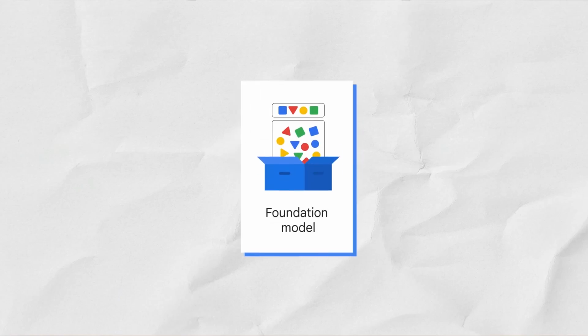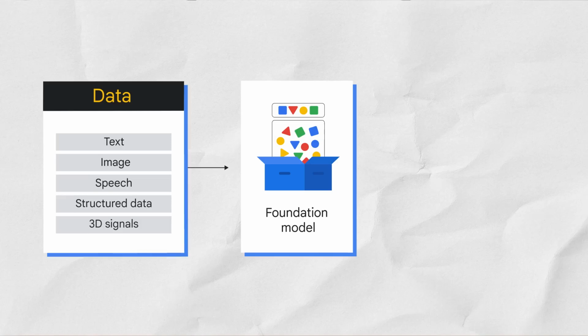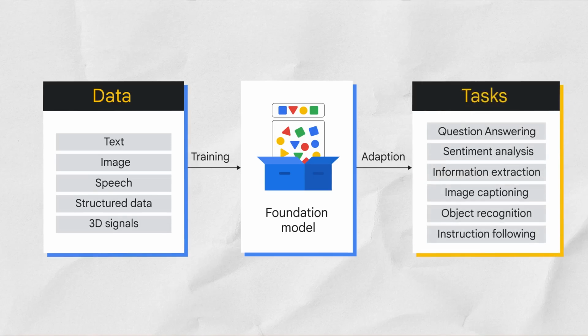Another model that's larger than those I mentioned is a foundation model, which is a large AI model pre-trained on a vast quantity of data designed to be adapted or fine-tuned to a wide range of downstream tasks, such as sentiment analysis, image captioning, and object recognition. Foundation models have the potential to revolutionize many industries, including healthcare, finance, and customer service. They can even be used to detect fraud and provide personalized customer support.